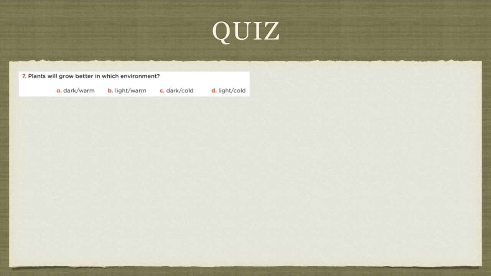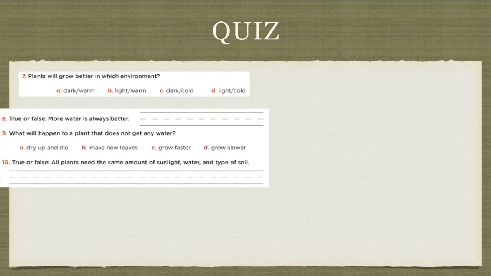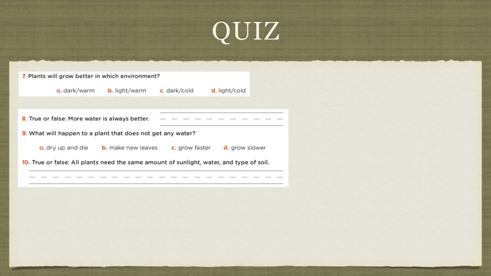Plants will grow better in which environment? Is it A, where it's dark and warm? B, where it's light and warm? C, where it's dark and cold? Or D, where it's light and cold? And then we have questions 8, 9 and 10 all together.